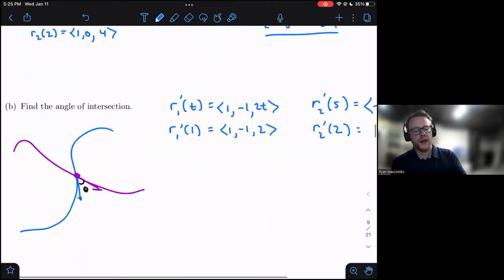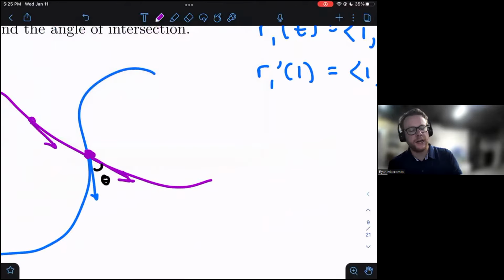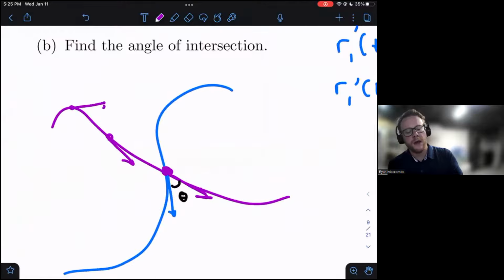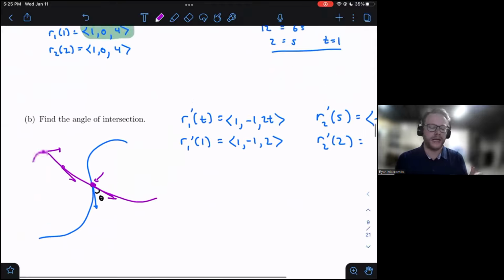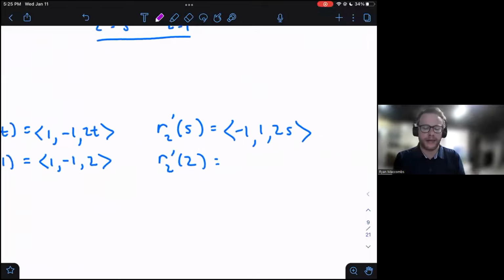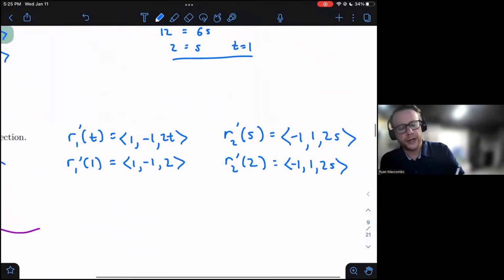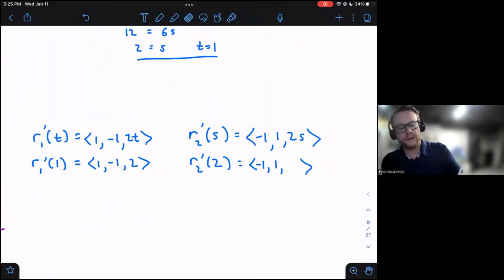Because again, you have tangent vectors all along this curve, right? You have a tangent vector over here, you have a tangent vector up here. We really want the tangent vector at this specific intersection. And so that's why we need to take the derivative and plug in that special time. In this case, s equals 2. Oops, I forgot to plug in 2 for s. Let's do that. 2 times 2 is going to be 4.